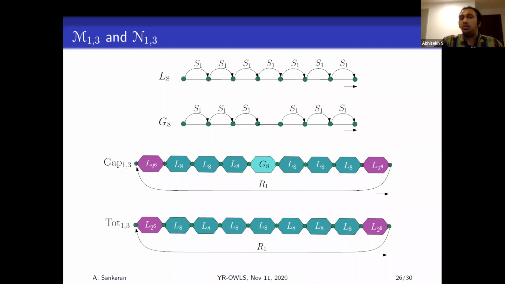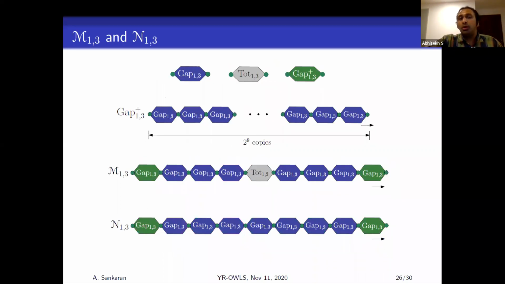The base case is again the Tait's example. So these are the structures that we just saw: L8, L8, L8, G8, gap, and tot. So now you see that there's a 1, 3 coming in. So that was why the 3 was there earlier. That needn't be there. So far, this is exactly the same as what we saw earlier.